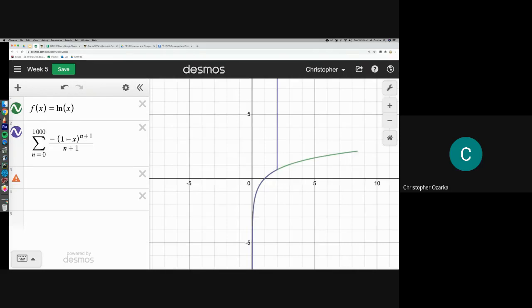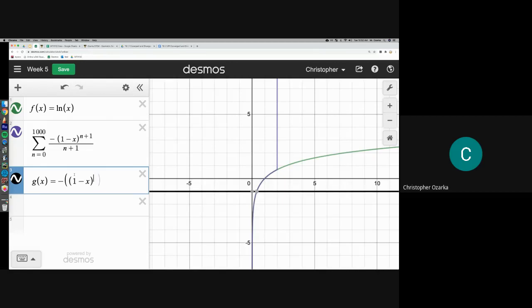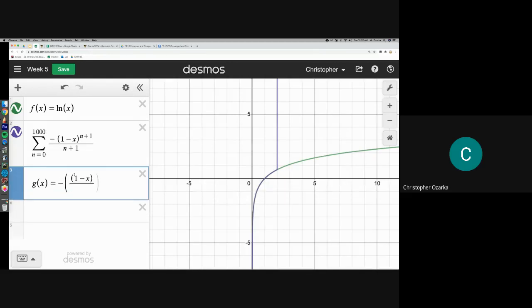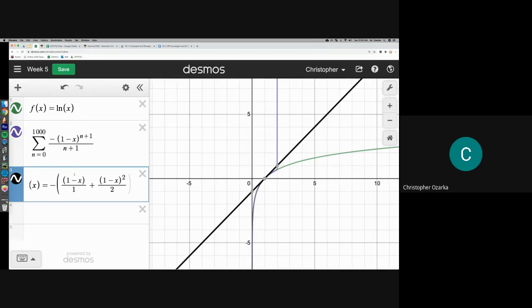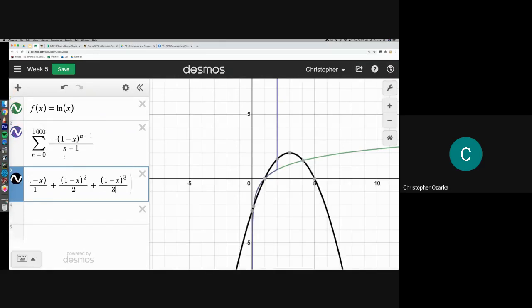Okay, and you can see it from all this right here. So if I made a function, let's just call it g of x, it was equal to, let's factor out that negative there, it's equal to 1 minus x to the 0, sorry, to the 1, it's 0 plus 1, divided by 1, plus 1 minus x squared divided by 2, plus 1 minus x. You'd have to go to infinity here. Hopefully you get the idea of what I'm doing here. As you can see, we're getting closer and closer.